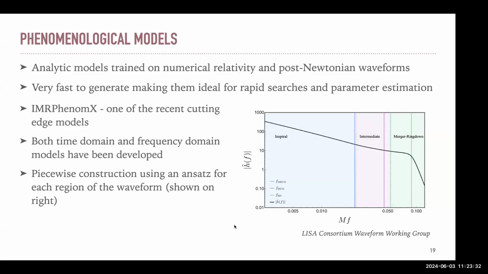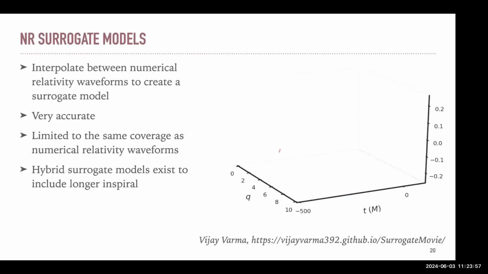Okay. There are both time domain and frequency domain models that train on either frequency domain or time domain gravitational waves. And they do this piecewise construction where you do inspiral, merger, and ringdown somewhat separately, and then stitch them together. And this is also from that waveform white paper, so go check it out for more detail. Then there are surrogate models, which can be more accurate, but a little more limited. These interpolate between numerical relativity simulations.